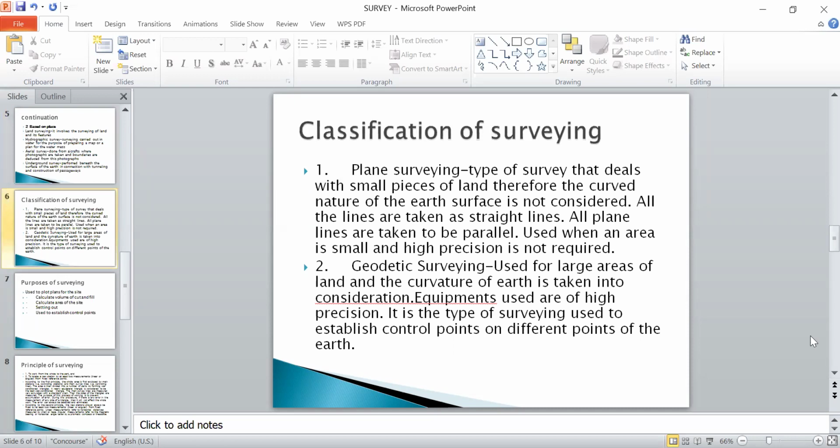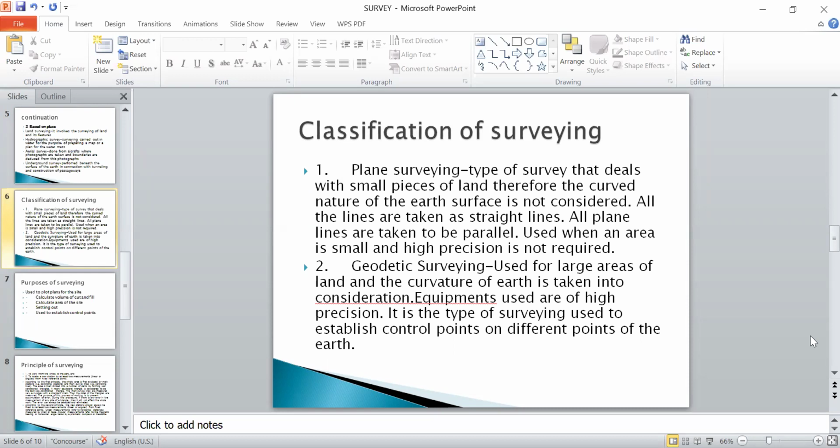So we go to the classification of surveying. Classification of surveying is divided into two broad categories. Number 1 is plain surveying. In plain surveying, it is a type of survey that deals with small pieces of land, and therefore the curved nature of the earth's surface is not considered.